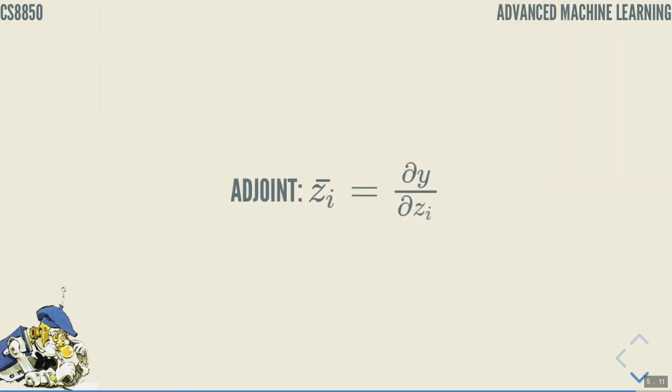Why do we need them? We'll see. Well, there is another notion of an adjoint of x or an adjoint of z. It means the output y's derivative with respect to that variable. So take any intermediate variable, say z3. What is the adjoint of z3? It's dy by dz3.